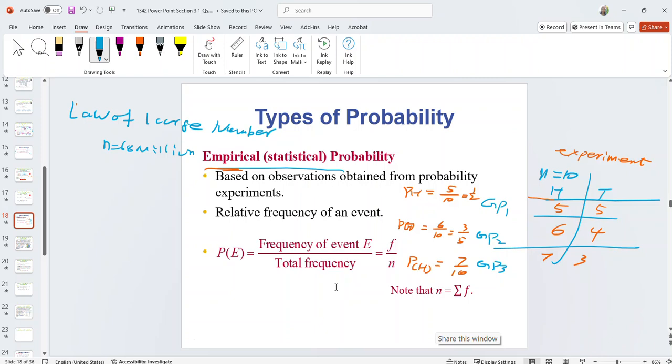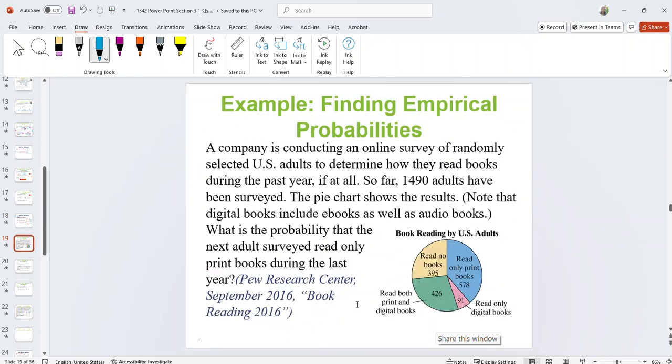All right, so this empirical probability, sometimes people do a survey, a paper survey, or you can have an online survey. Those are actually empirical probability. So this company conducted an online survey, randomly selecting US adults, to see how they read books during the past year. In here, they have surveyed 1,490 adults, and this is the pie graph representing the 1,490 adults.